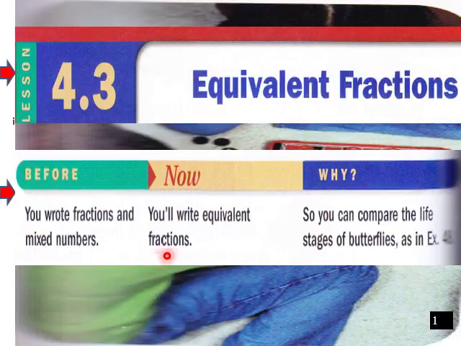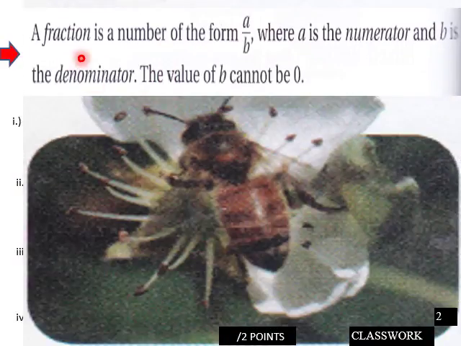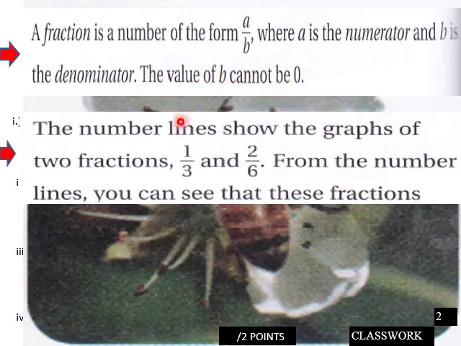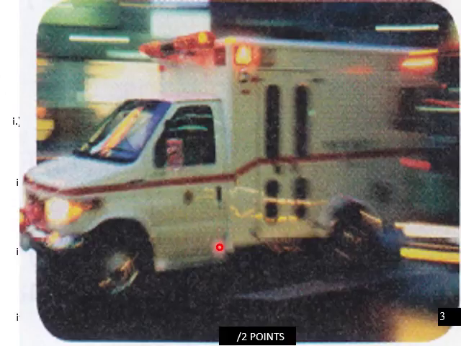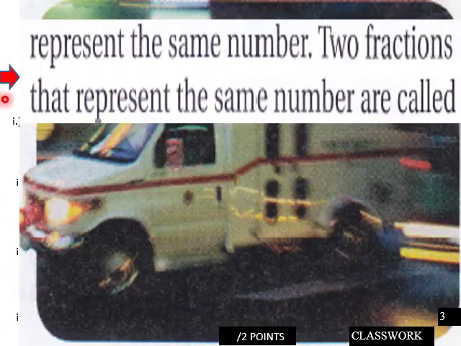You've written fractions as mixed numbers. Now you'll write fractions. A fraction is a number in the form a over b, where a is the numerator and b is the denominator. The value of b cannot be 0. The number lines show the graphs of two fractions, 1 over 3 and 2 over 6. From the number lines, you can see that 1 over 3 and 2 over 6 are in the same position. Yes, they sure are, so that means they're the same fraction.